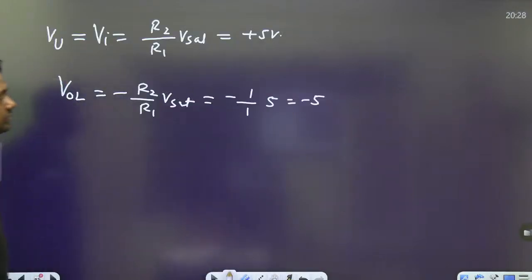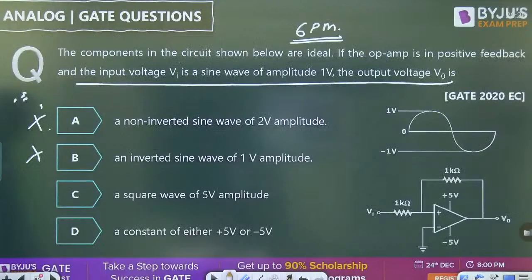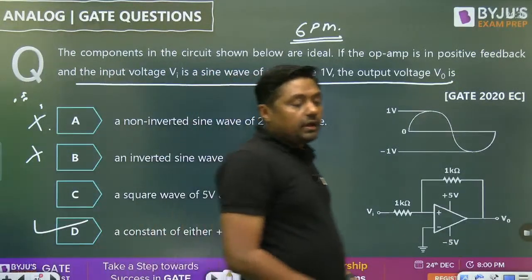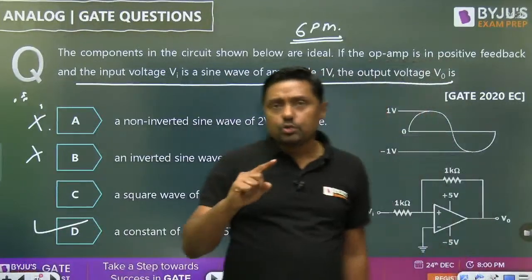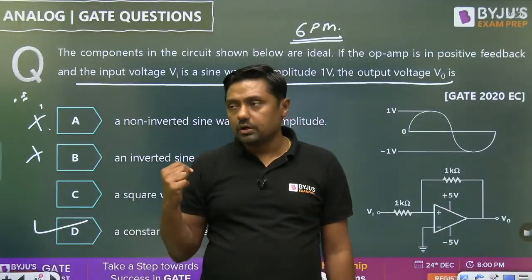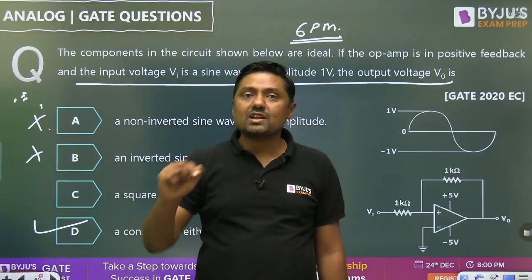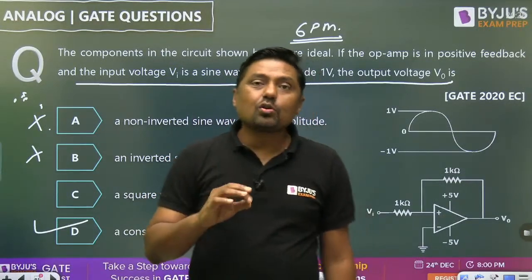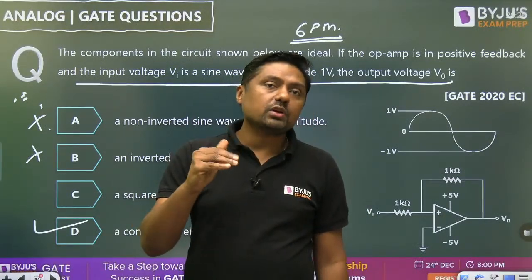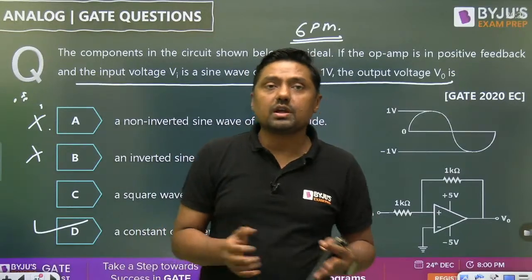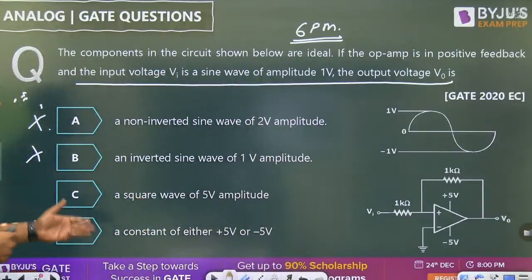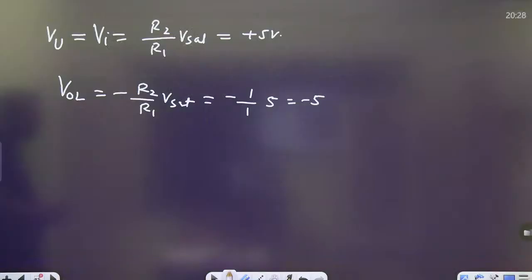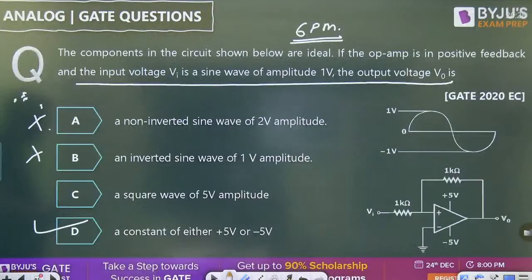So what is the answer? Output is constant. Constant of either 5 volt or minus 5 volt. If you want a square wave, then input should increase as well as decrease. No doubt, it will satisfy one condition. It is increasing as well as decreasing, but it should cross what? Threshold levels, upper threshold and lower threshold, but it is not crossing, and that's why output may be plus 5 or minus 5 volt. I think that is clear. This point is clear. The answer is D for this.